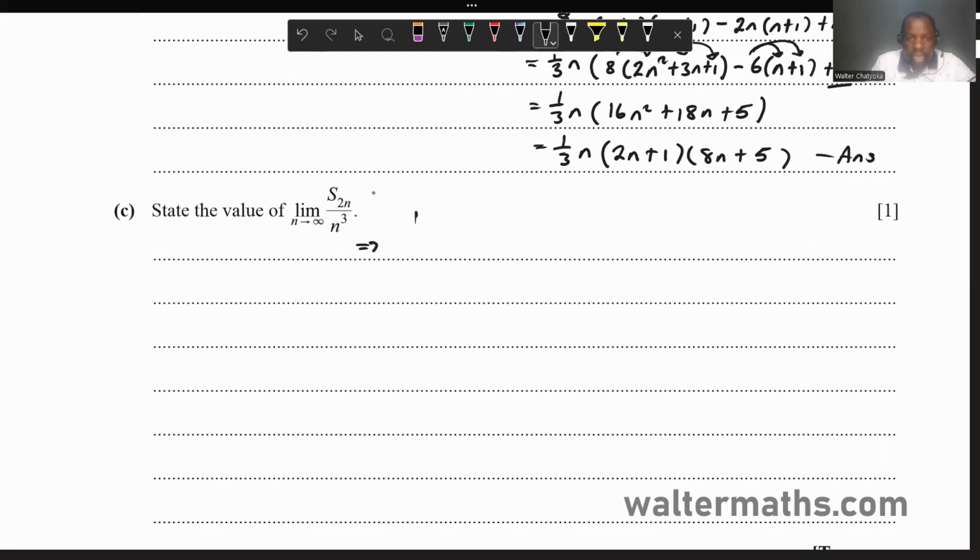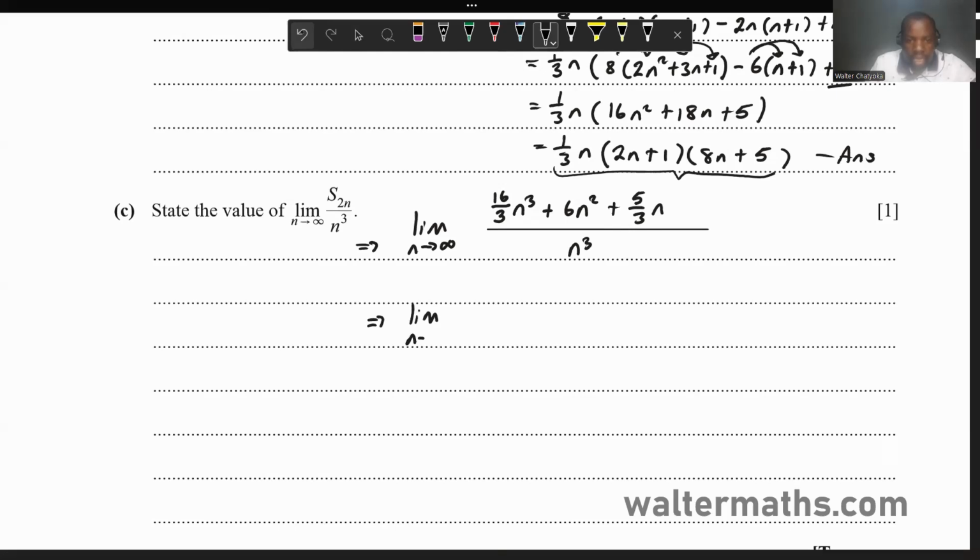So we're going to say this is the limit as n approaches infinity of, for the sum to 2n, we have this thing here. And I'm going to write it in expanded form, like taking a third of n into the bracket. So I'll write it as 16 over 3 of n cubed plus a third of n times 18n would be 6n squared, and plus 5 over 3 n, and that's all over n cubed. So that is the same as the limit as n approaches infinity of 16 over 3, because the n cubes cancel, plus 6 over n plus 5 over 3n squared.